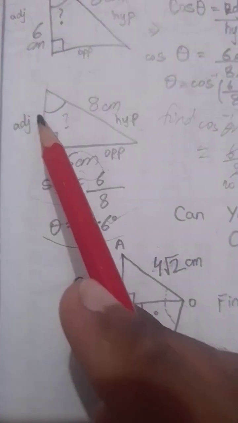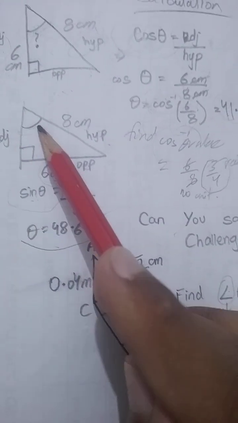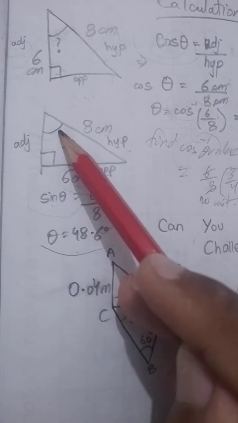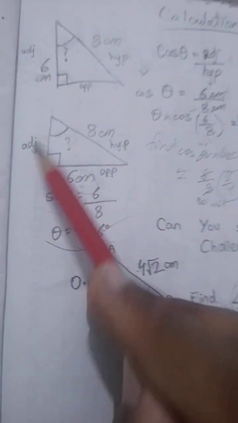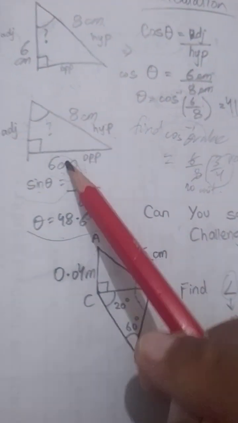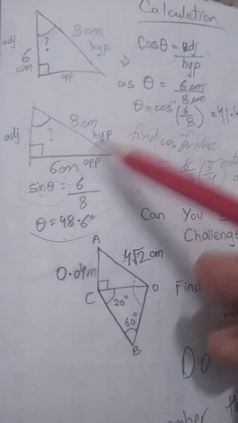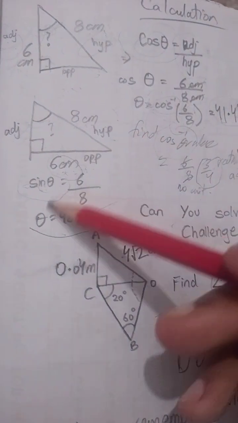Now question number 2 is kind of similar, I just changed the positions. This is the side opposite to the angle to be calculated. This is the side opposite to the right angle, so hypotenuse, and the leftover side is adjacent. Hence we can use the sin theta ratio, which will be 6 over 8, opposite over hypotenuse, and we will get this angle.